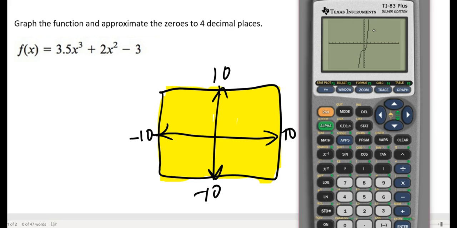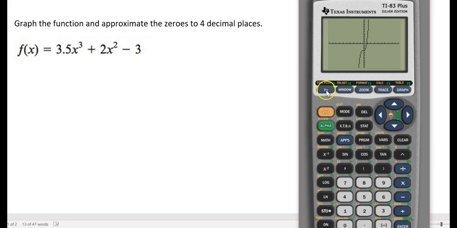Next, it asks us to approximate the zeros to 4 decimal places. Now, we know the zeros are the places that it crosses the x-axis, and I can see from my graph that it's at least crossing at 1 here. So let's use our calculator to find that one out. The way I find it out is I hit y equals again. Now, we're going to do a little trick. We already have the function graphed, so now we're going to graph the x-axis. The equation for the x-axis is y equals 0.